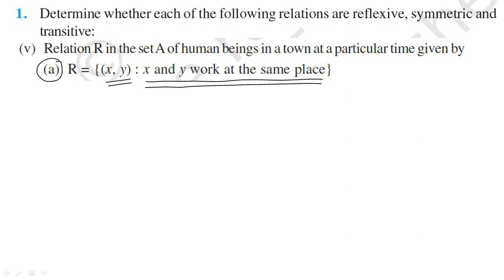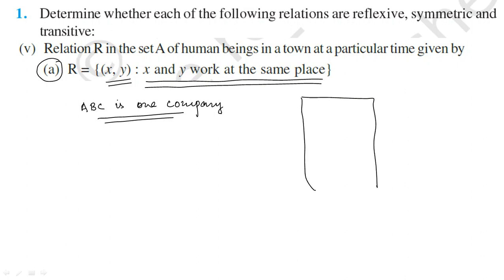Suppose one place is there, ABC is one company. This one is one organization, and the name of this organization is ABC. And X and Y. Now what is the meaning of X and Y? X is one employee and Y is another employee, and both the employees work at the same place.